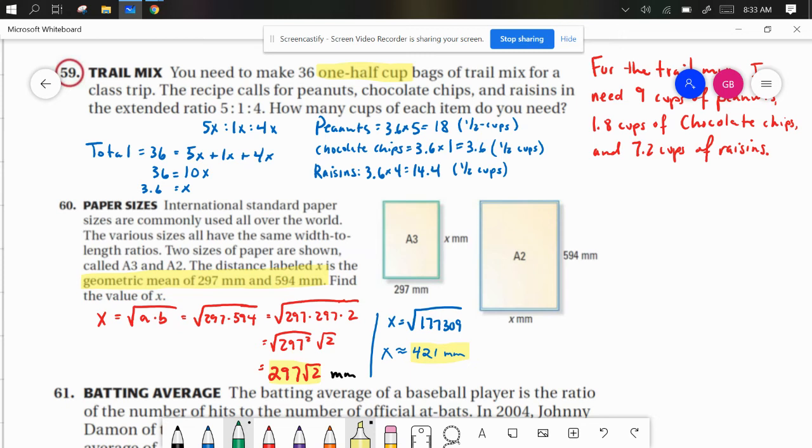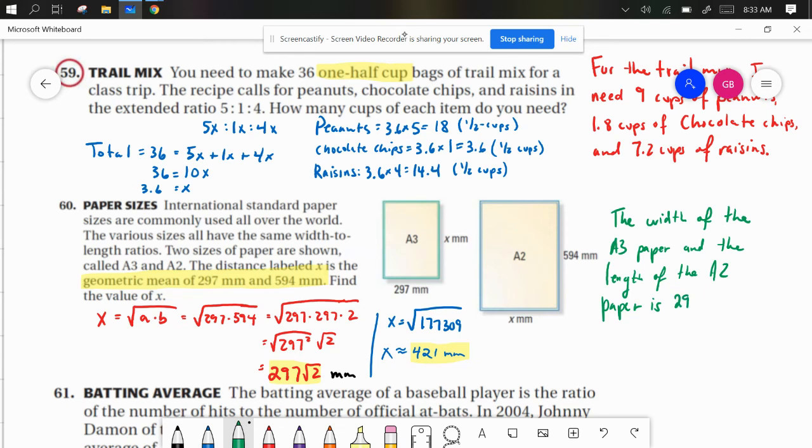So that means we have to answer this in a complete sentence. So the width of the A3 paper and the length of the A2 paper is 297 times the square root of 2 millimeters.